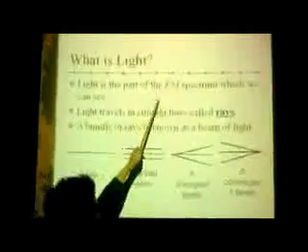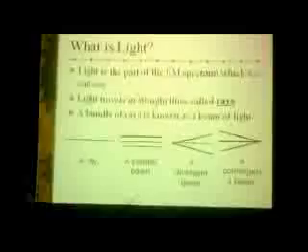So, what is light? Light is the part of the EM or electromagnetic spectrum which we can see. Also, light travels in straight lines called rays. A bundle of rays is known as a beam of light. So this is an example of rays or beam of light.